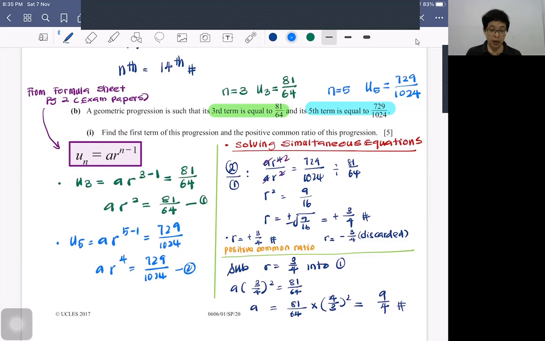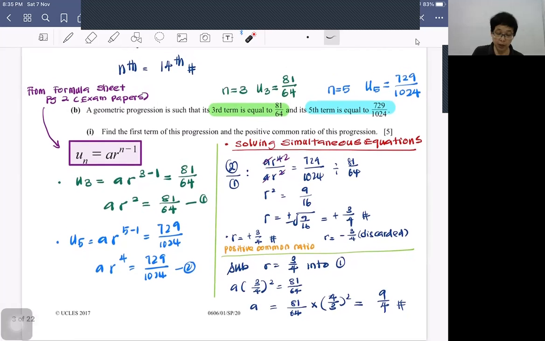So what we do now, from the formula given to us, is the substitution respectively. For the third term, n equals 3, and we equate it with 81/64. And we temporarily conclude it as equation 1.